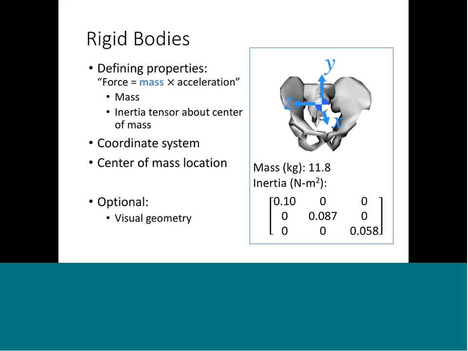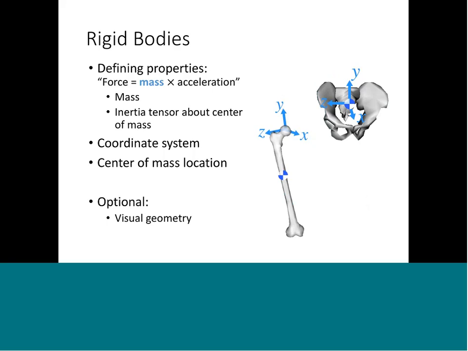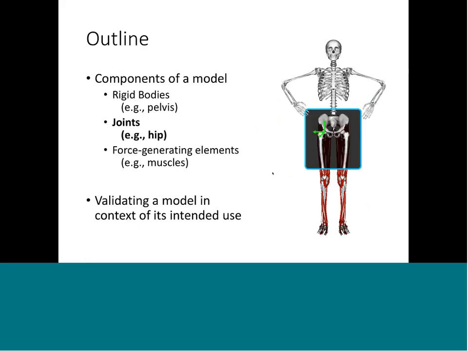Optionally, we can also assign visual geometry to the body. For example, the parameters used here describe the pelvis body in our model. And while this visual geometry doesn't affect the dynamic behavior of the body in any way, it's useful as we construct and visualize results with our model. So a model in OpenSim is made of multiple bodies, each with the properties described here. So for example, we can have a pelvis and a femur. And now let's talk about joints, which really define how bodies in OpenSim interact.